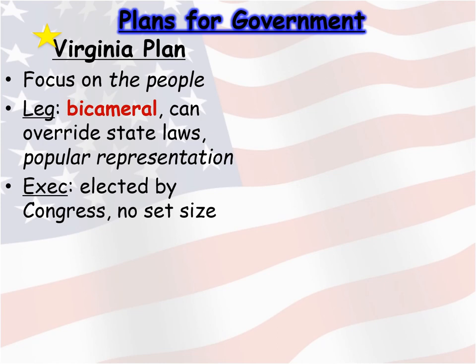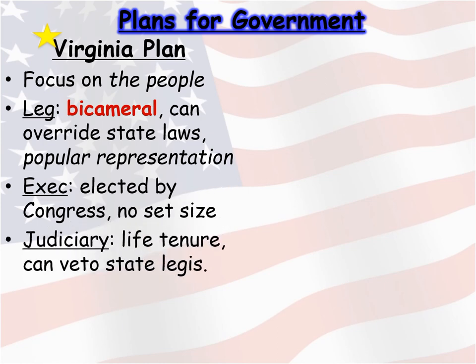The executive branch under the Virginia plan was elected by Congress. And there was no set size. That's kind of interesting, right? How big this executive branch could be. They kind of left that up to mystery. Their plan for the judicial branch was that the judges would have life tenure and they could veto state legislation. I mean, we essentially see that. They can rule legislation to be unconstitutional.